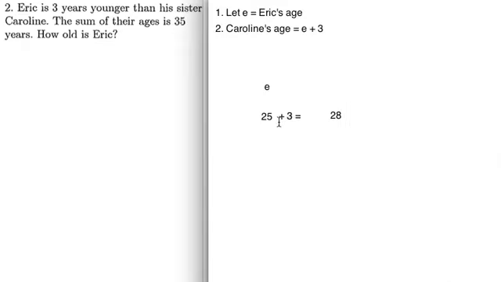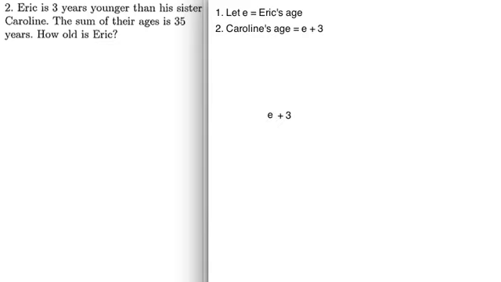So once I see what I would do with numbers, then I say to myself, okay, well, then I can just forget about these made up numbers that don't actually matter and just replace that 25, which was a made up age for Eric, with the letter that stands for Eric's age, E plus 3. And that's how I know I have the right expression here.